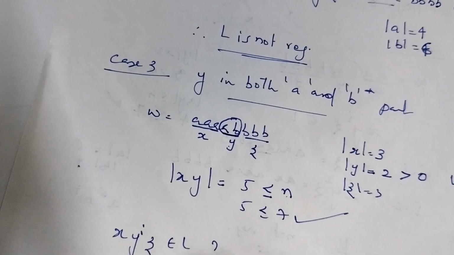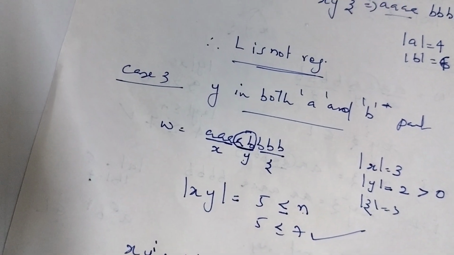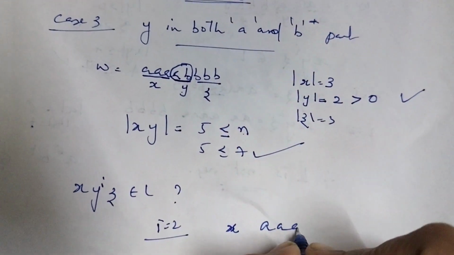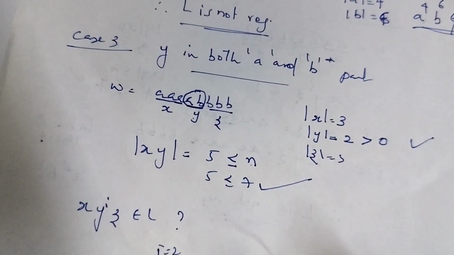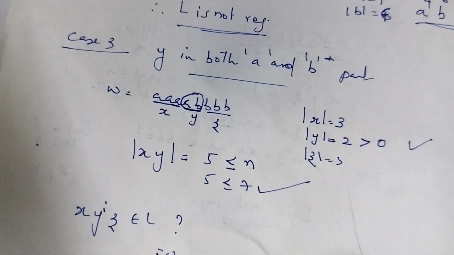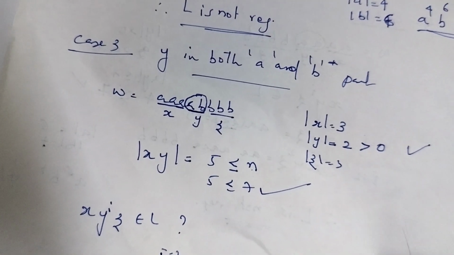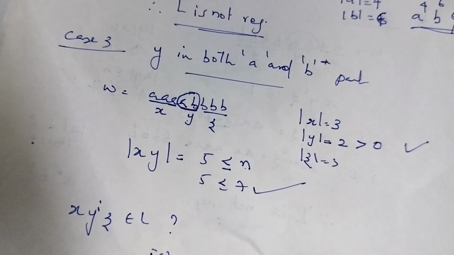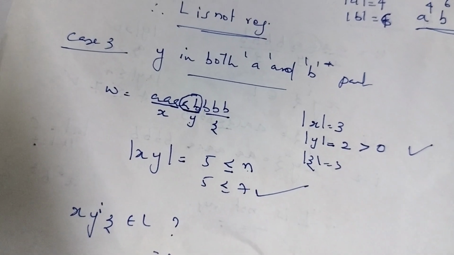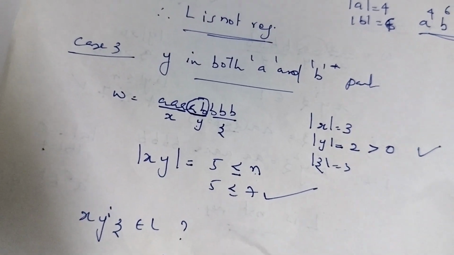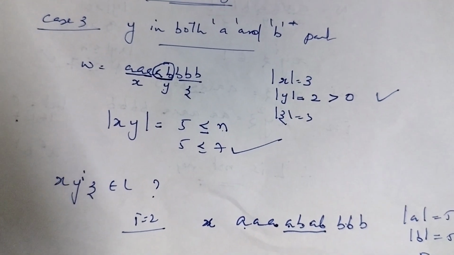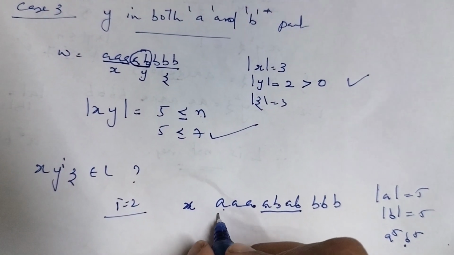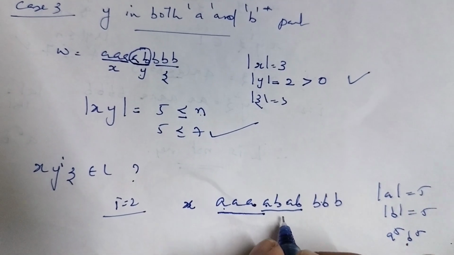When i equals 2, what is x here? Triple a. y is ab, ab, ab. Then z is bbb. Here the number of a's is equal to 5, the number of b's equal to 5. a power 5, b power 5, equal number of a's and b's. But here see, n number of a's, then n number of b's.